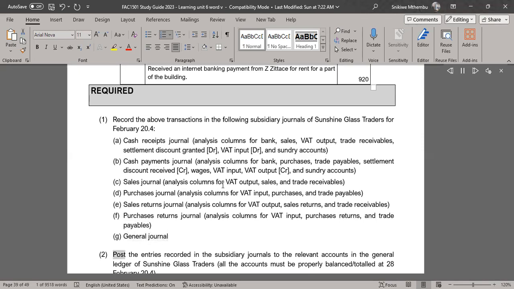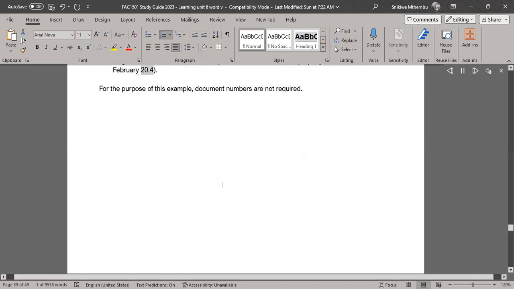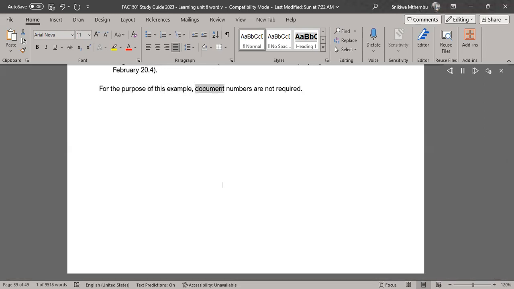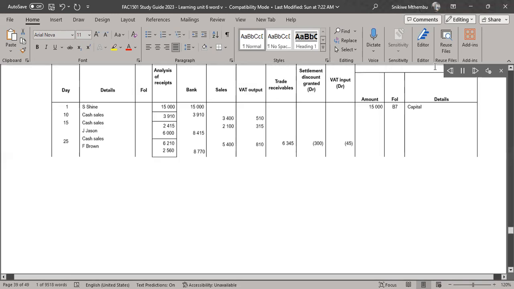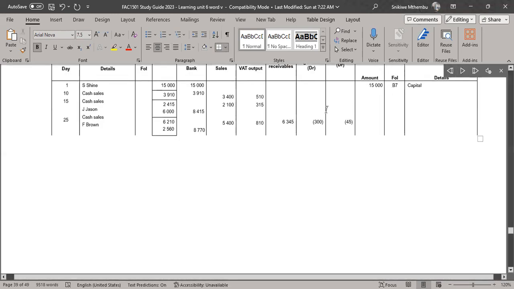General Journal. Post the entries recorded in the subsidiary journals to the relevant accounts in the general ledger of Sunshine Glass Traders. All the accounts must be properly balanced/totaled at 28 February 20.4. For the purpose of this example, document numbers are not required. Day. Details.